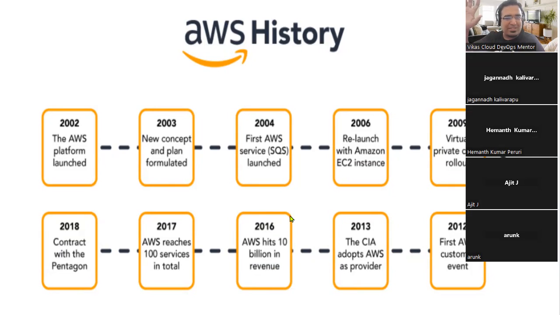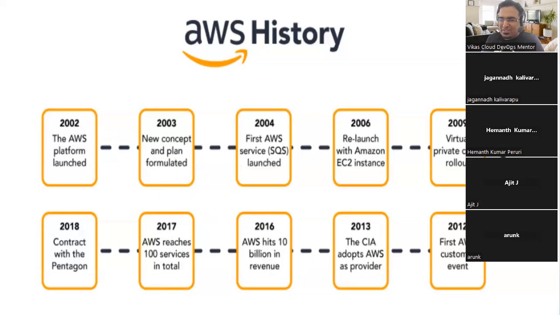Around 8 years back, 7 years back, 10 years back, people became very much aware of the cloud, and everyone tried to move into that space. This is the time when the revenue hit 10 billion. The highest paying jobs in cloud computing and DevOps came into the market, and people are moving to that side. And in 2017 itself, 100 AWS services had been created.